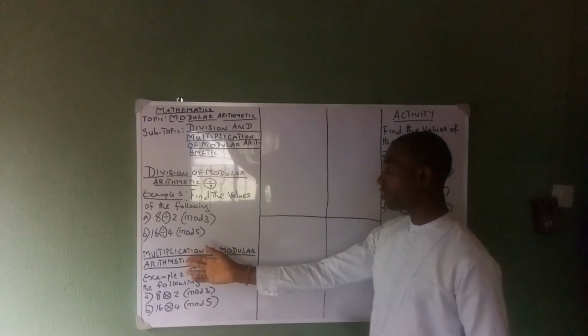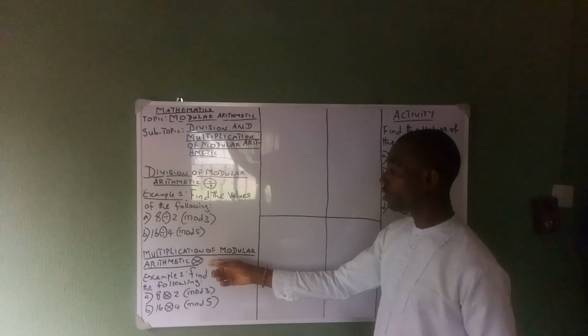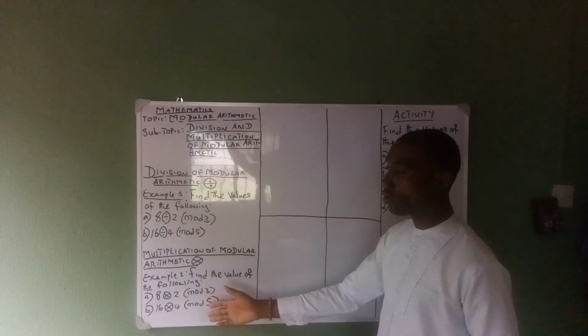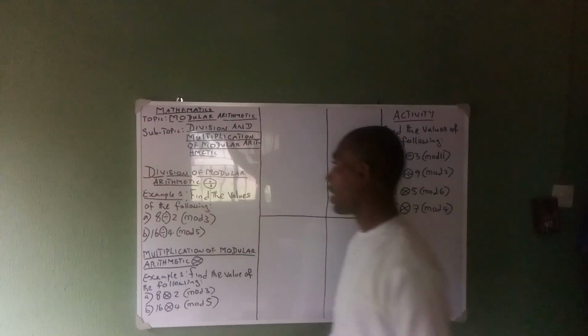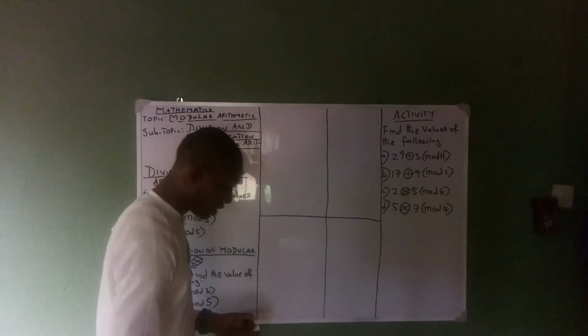We also have the case of the multiplication of modular arithmetic. This is also the sign for multiplication under modular arithmetic. We also have some examples that we are going to solve, which we are going to do right now, one after the other. At first, let us start with the division part of the modular arithmetic.